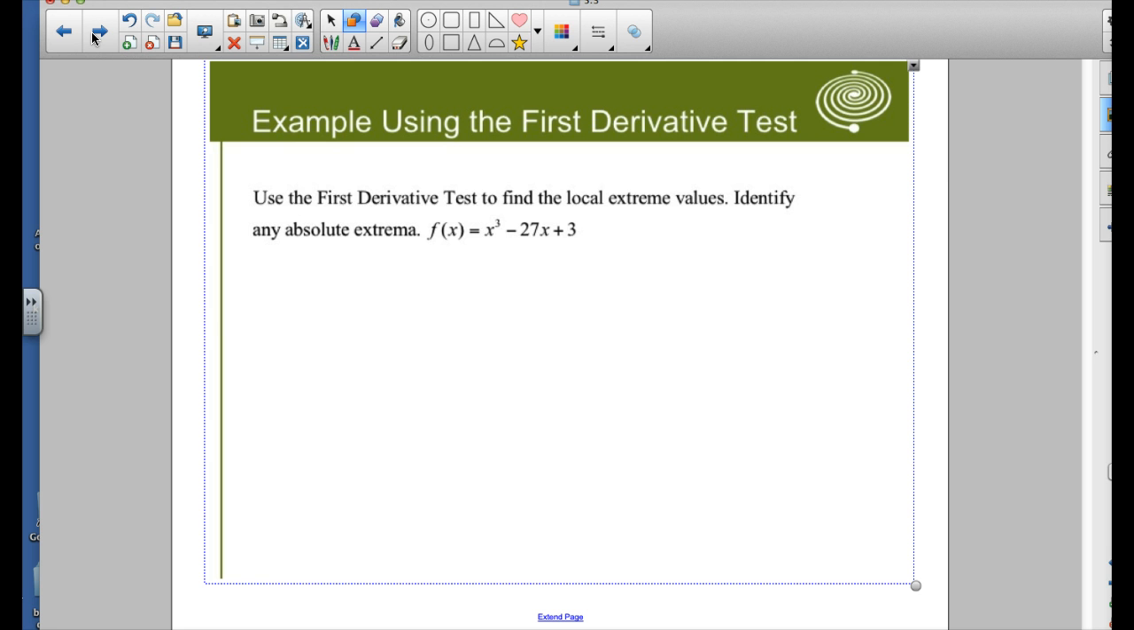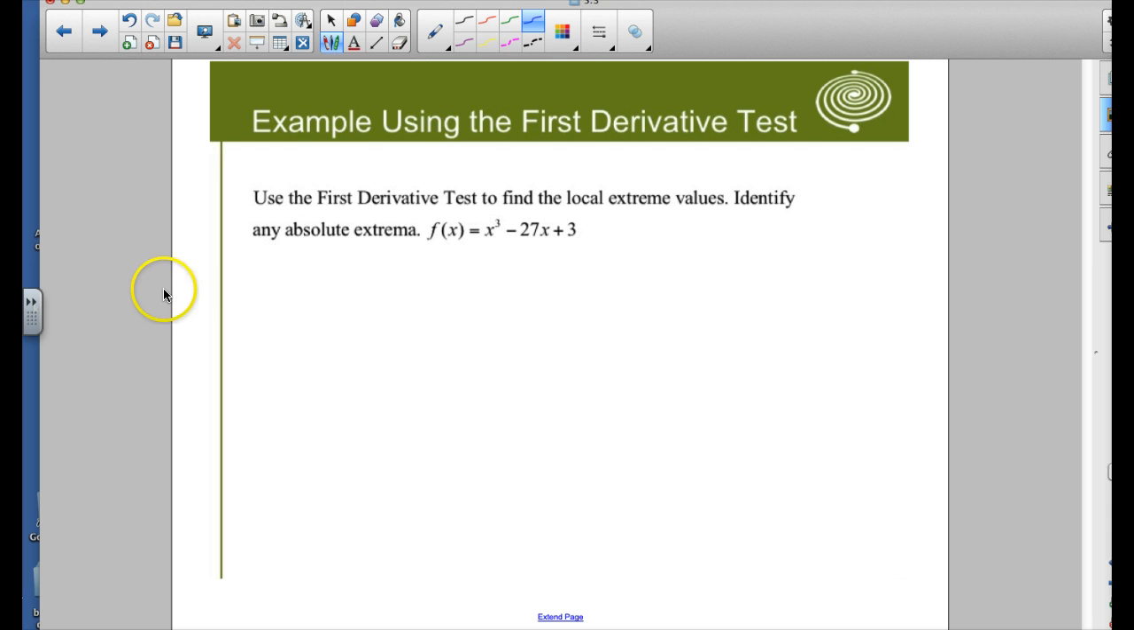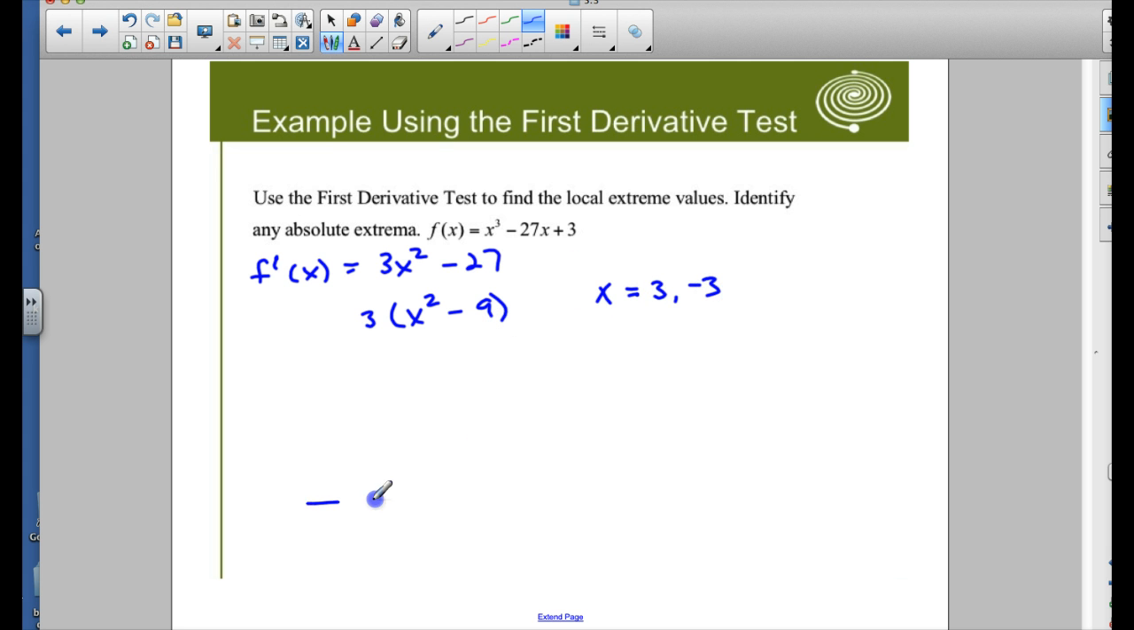Use the first derivative test to find local extreme values. Identify any absolute extreme. Okay, well, what do we have? No domain restrictions, so we're looking at the whole graph. So therefore, let's take the derivative of this. So f prime of x is equal to 3x squared minus 27. We're going to factor out 3, so it's x squared minus 9, so my values are x equals 3 and negative 3, where my derivative equals 0.